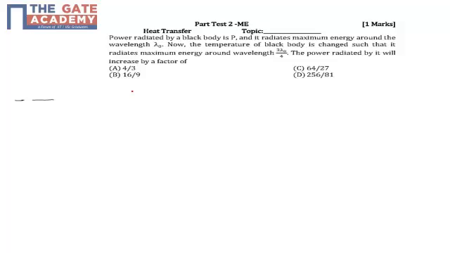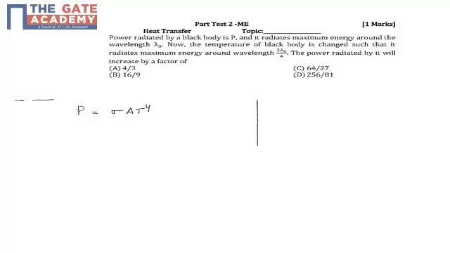Yeah, let's discuss a question from heat transfer about the spectral power density and stuff like that. What is given is that the power radiated by a black body is P. Recalling that the power radiated by a black body is given as sigma A T to the power 4, this is the black body power emission, and it says that it radiates maximum energy around wavelength lambda naught.